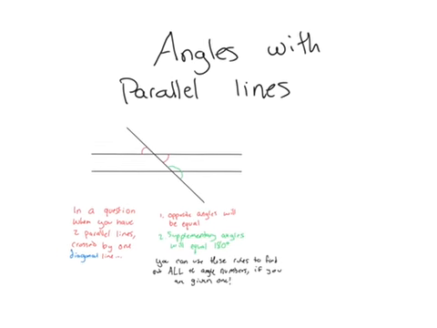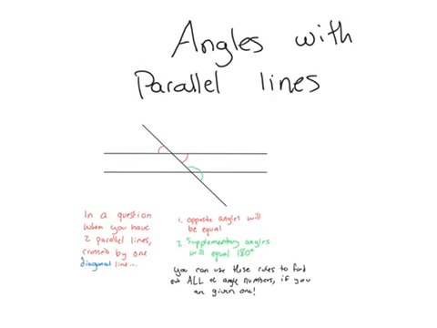First, we're going to go into angles with parallel lines. You're very likely to see this because the math concept here is you need to know two specific facts. You need to know that in a question, when you have two parallel lines crossed by one diagonal line, first, opposite angles will be equal, and second, that supplementary angles will be equal to 180 degrees.